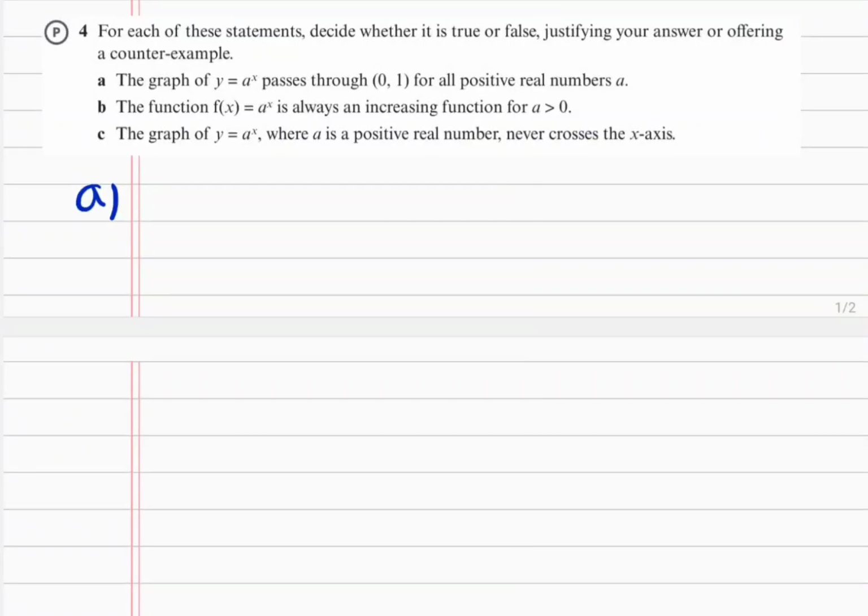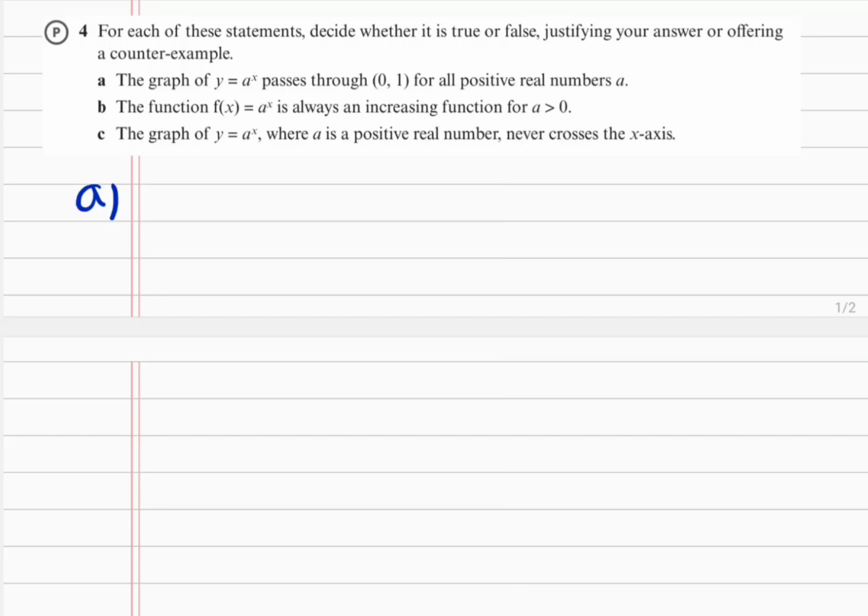Hi everyone, this video is Exercise 14A of Pure 1, Question 4. For each statement, we want to decide whether it is true or false, justifying your answer or offering a counterexample. Always remember that for true and false questions, you normally need to justify your answer if it's true, or sometimes even prove it. But if it's false, you can just give a counterexample and that's enough.